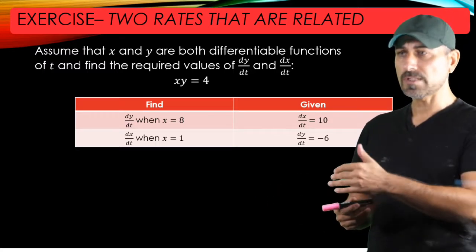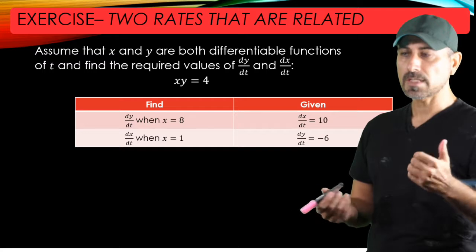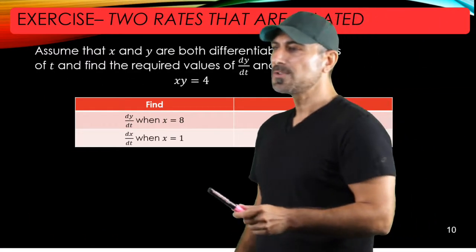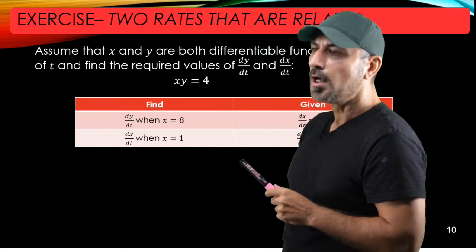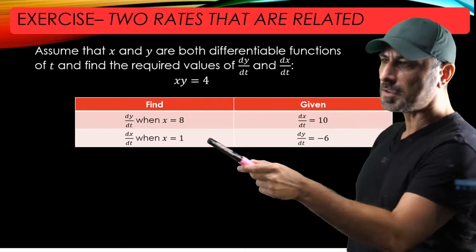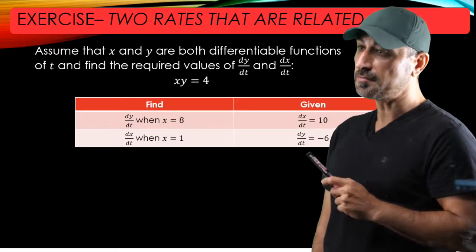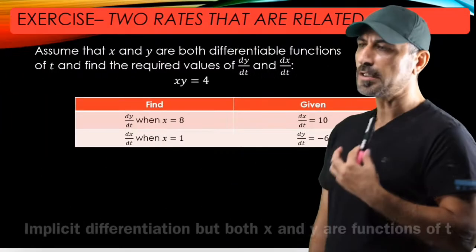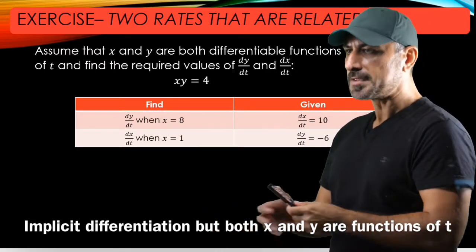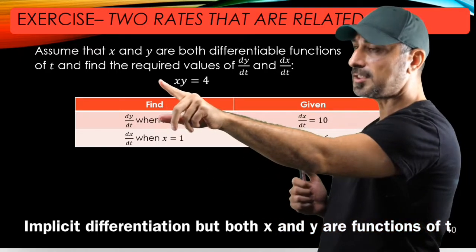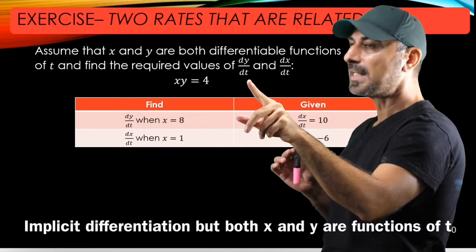So the rate of change of x with respect to time, or the rate of change of y with respect to time, can be searched for. In this particular problem, we're given an equation in implicit form, x times y equals 4, and we are asked to find dy over dt when x equals 8, and dx over dt is given in the problem as 10. You just want to make sure that when we take the derivative of both sides of the equation, which is the implicit differentiation, we take the derivative not with respect to x, but with respect to the third variable t, which is time.